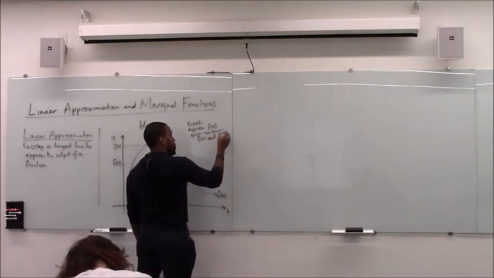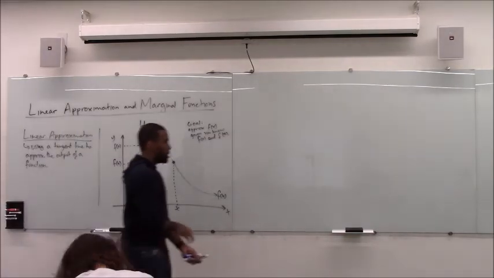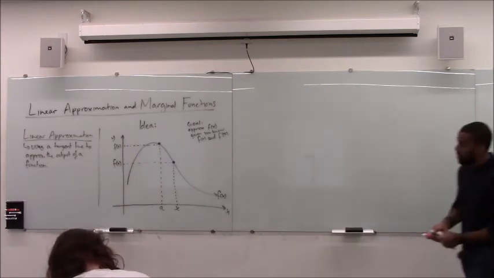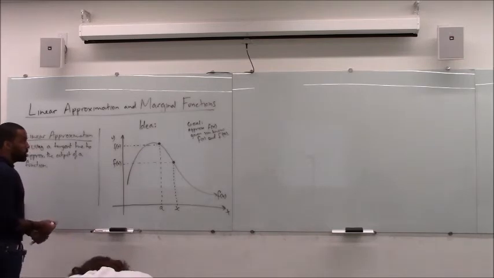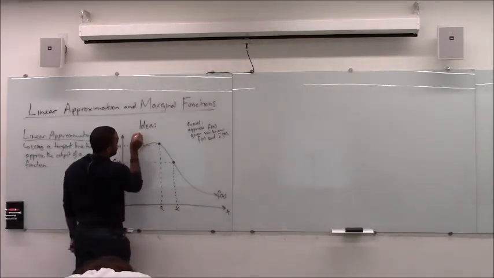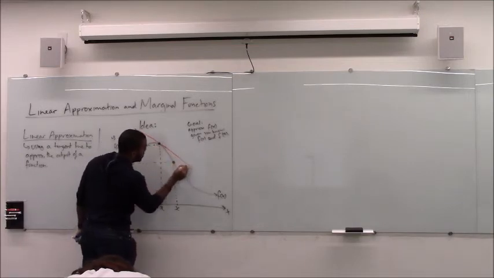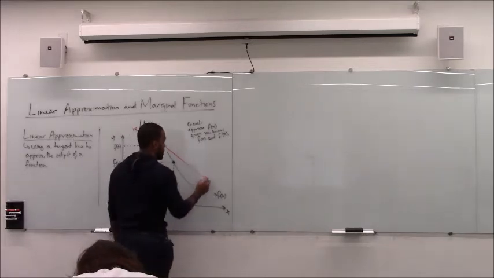Because what we're going to do, in order to approximate what the output at x is, we're going to use a tangent line. So I know what f of a is, I also know what f prime of a is. So using that, I can actually construct a tangent line passing through that point, right? So this is a tangent line.